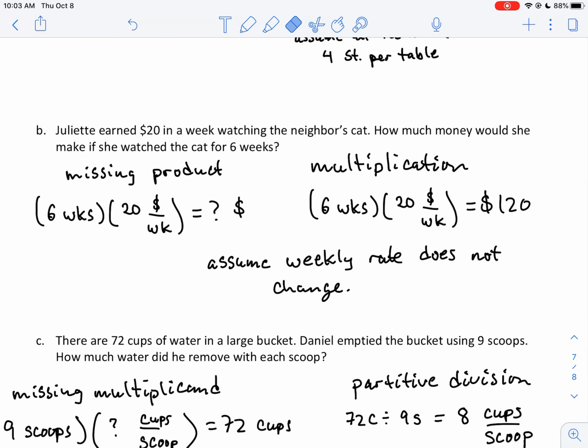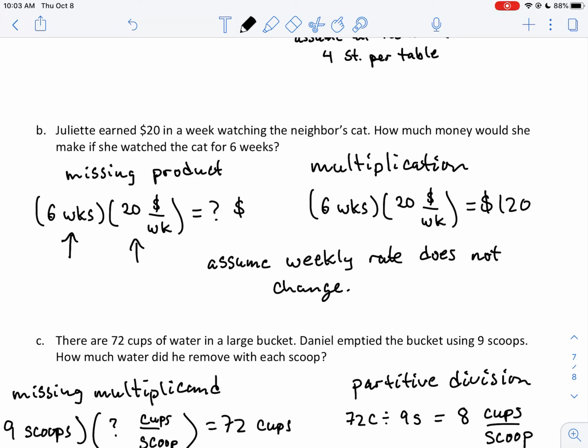Juliet earned $20 in a week watching the neighbor's cat. How much money would she make if she watched the cat for 6 weeks? Okay, so we know the number of weeks. We know how much she makes per week. Well, this is a missing product task, because we know the multiplier and the multiplicand. We don't know the product. And so we just use multiplication to do it.